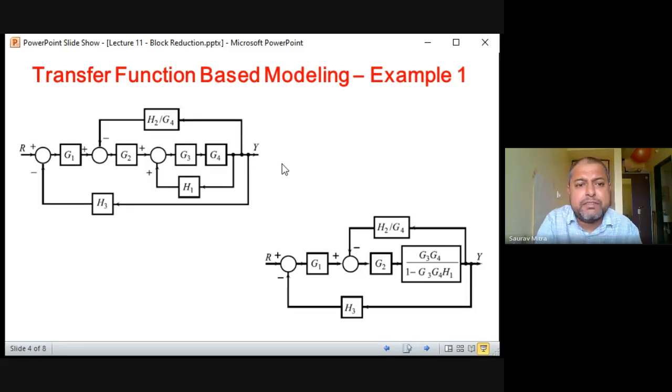So the first change we have made is that the takeoff point, which was after G3, we have shifted after G4. As we have shifted the takeoff point after a gain block in the feedback path, that gain should be divided. So whatever H2 was there, we are dividing it by G4. Now everything is straight. Now there is no entanglement.